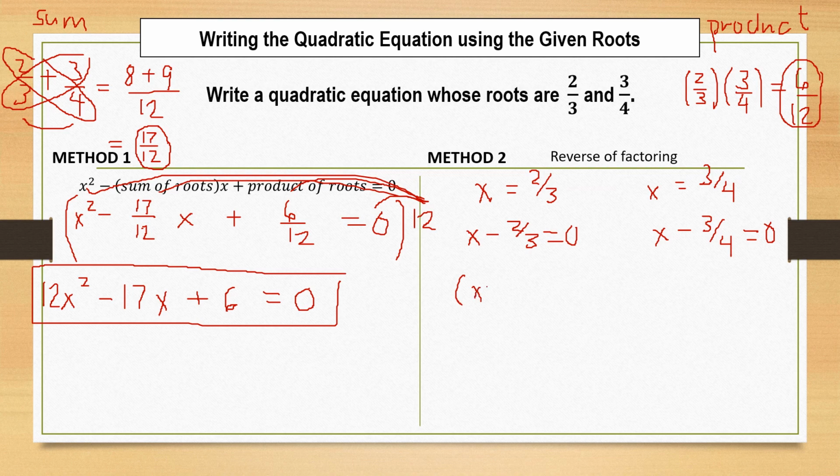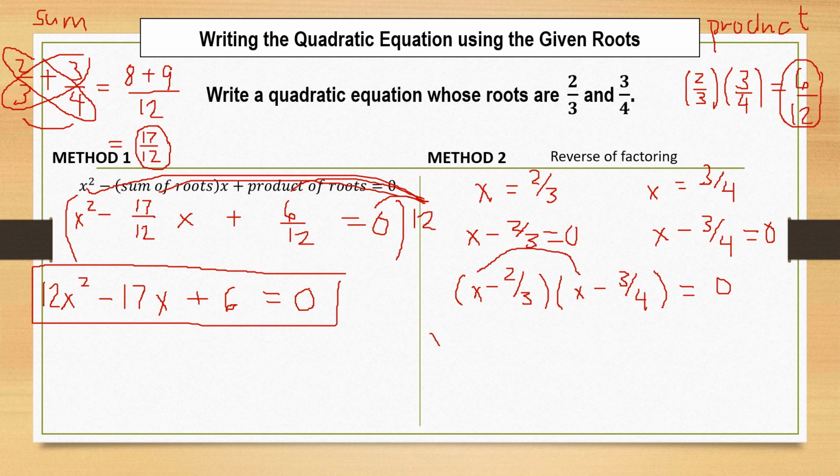Quantity x minus 2/3 times quantity x minus 3/4 is equal to 0. Find the product using factoring, using the FOIL method rather.